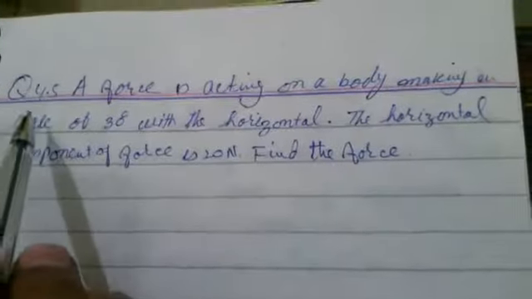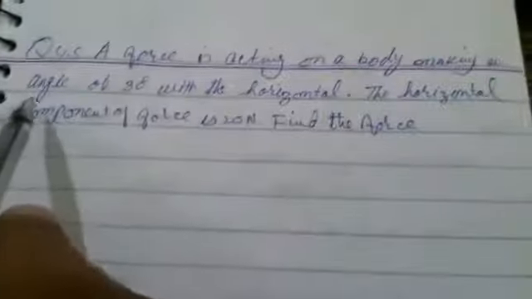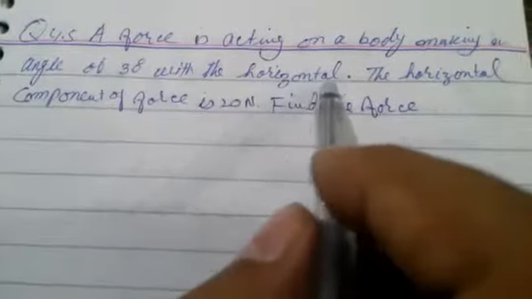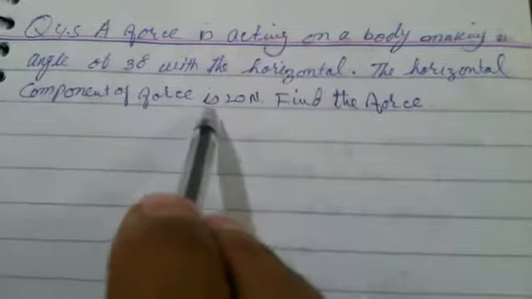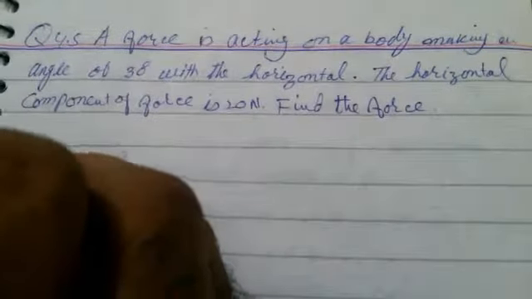Question number 4. A force is acting on a body making an angle of 30 degrees with the horizontal. The horizontal component of the force is 20 Newton. Find the force. Solution.